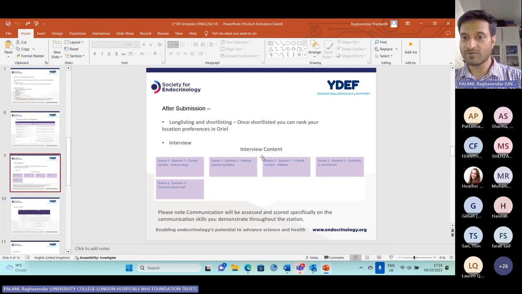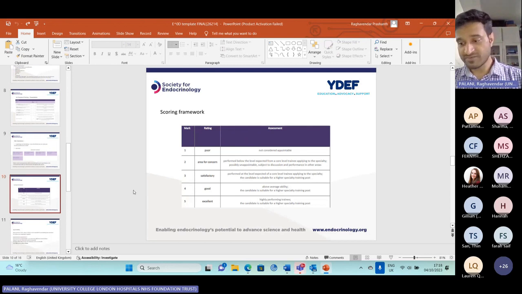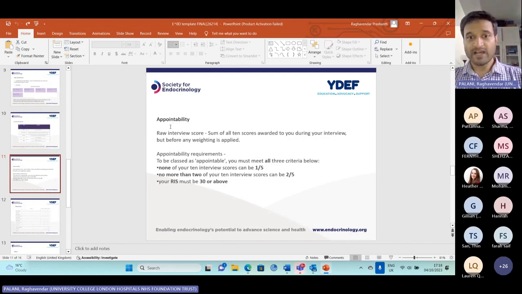So there are a total of 4 interview panels, and they will mark you from 1 to 5, 1 being poor, 5 being excellent. Again, all of this information is available on the PHST website. So once the interview is done, how do the appointability and offers come out? You need to make sure your raw interview score must be 30 or above to qualify.